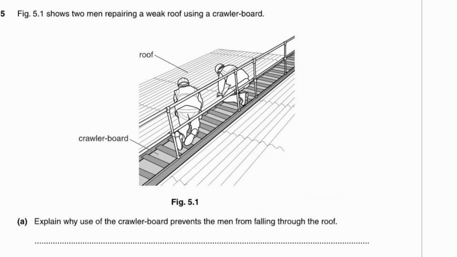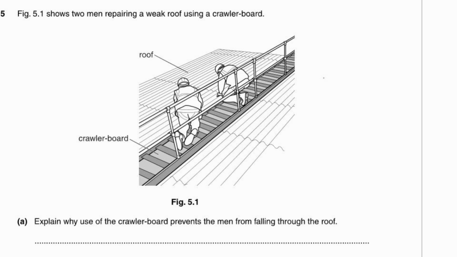Right, question 5. Figure 5.1 shows 2 men repairing a weak roof using a crawler board. A. Explain why the use of the crawler board prevents the men from falling through the roof. Okay, well, first of all, let's deal with the issue. There are people out there who, when you say the roof is weak, it is not strong, are prepared to go up there with a bit of wood, stand on top of the weak roof and fix it. That's terrifying. They're pretty awesome people.